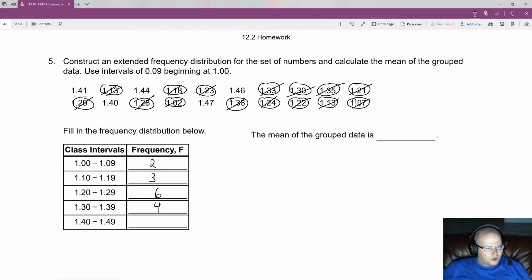Next, we're looking for 1.4 to 1.49. 1, 2, 3, 4, 5. And that's everything else, right? So it's that one, that one, that one, that one, and that one. So we're going to use all those. There's 5 of those, and we got it. So we fill the frequency distribution below.